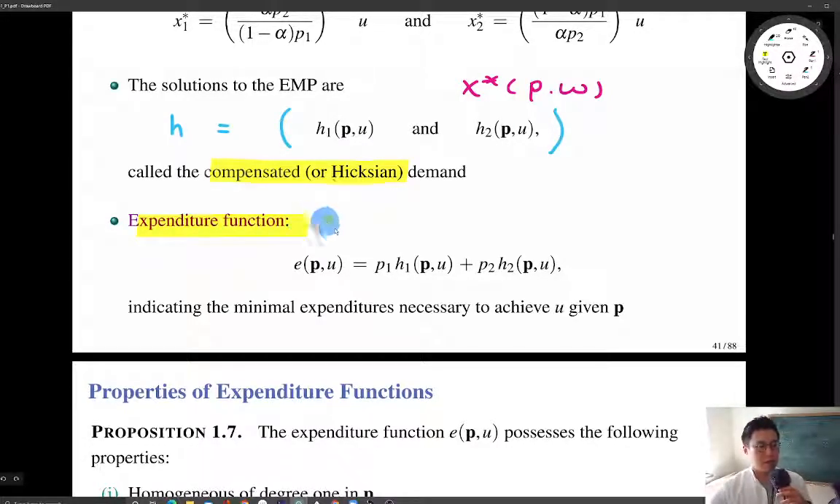Right, so instead of x1, we substitute the Hicksian demand for good 1, and instead of x2, we substitute the Hicksian demand for good 2. And as the Hicksian demands depend on the price vector and u, the expenditure function also depends on these two parameters. So the expenditure function tells us the minimum expenditure necessary to achieve the target utility u given market price p.